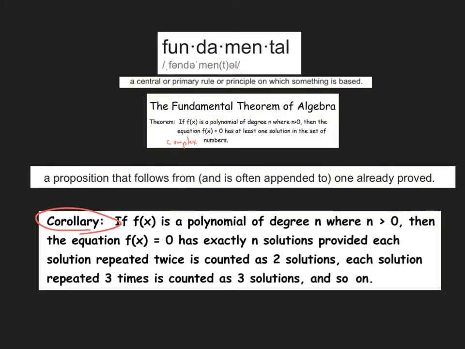First off, a corollary is a proposition that follows from, and is often appended to, one that's already proven. So we're attaching to this fundamental theorem that says if a function is a polynomial of degree n, where n is greater than 0, then the equation f of x has exactly n solutions, provided each solution repeated twice counts as 2 solutions, or each solution that's repeated 3 times counts as 3 solutions. So this is critical. Stick with me.